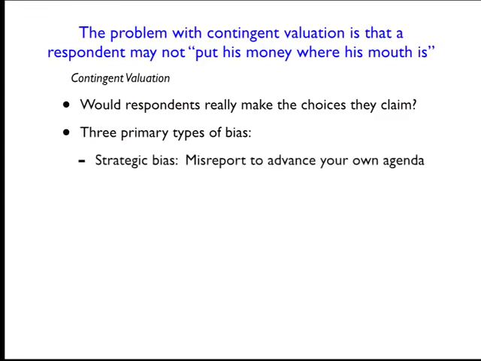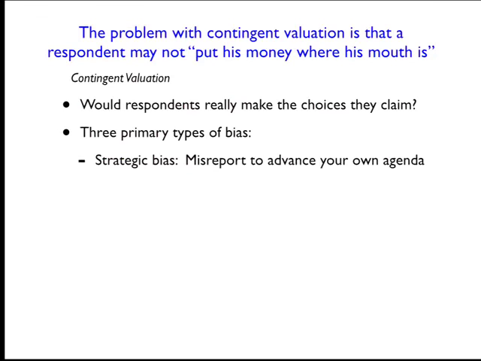The first one we refer to as strategic bias. Basically, the idea here is you might misreport to advance your own agenda. To think about this in a more concrete way, imagine a scenario where we're thinking of setting a cap on carbon emissions, right? We want to figure out what cap we should set, and in order to figure out what a good cap is, we need to know how much people value not having climate change. So how much would you be willing to pay to avoid climate change?